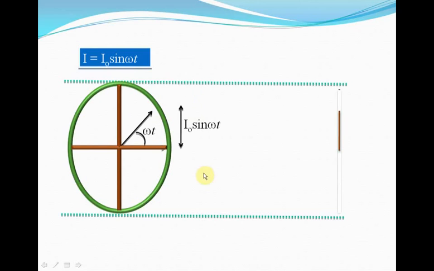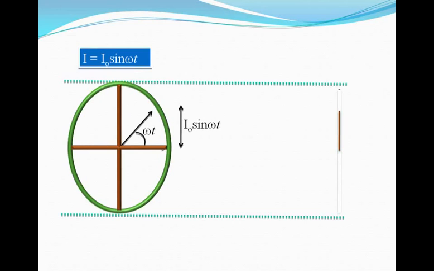So the component of the phasor vector along the y-axis represents the actual magnitude of the electric current at any instant, that is I naught sin omega t, isn't it? And that is why the angle that the phasor vector makes with the x-axis is taken to be omega t.